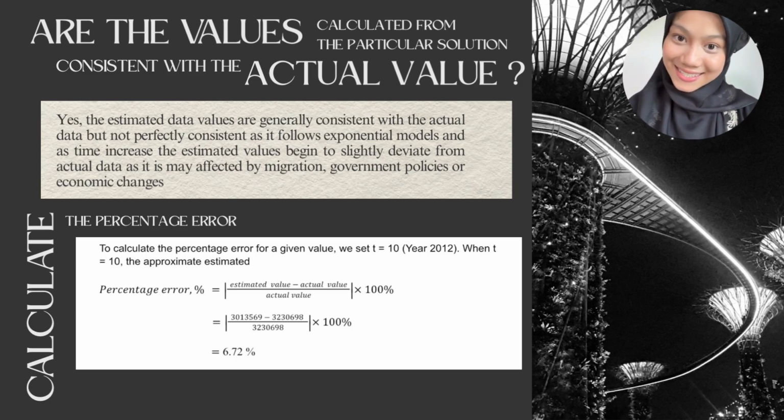economic changes. The second question is to calculate the percentage error. By using the formula percentage error equal to estimated value minus actual value per actual value times 100%, and we use t equal to 10, which is year 2012, from the estimated data, we get 6.72% percentage error.